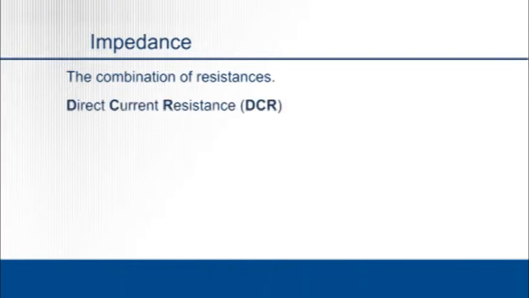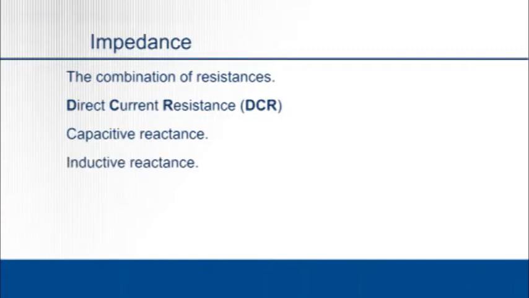breakage. Here's a description of impedance, which is the combination of the resistances. You have your direct current resistance of the copper wire, you have capacitive reactance, inductive reactance, and this is measured in ohms and abbreviated by Z.